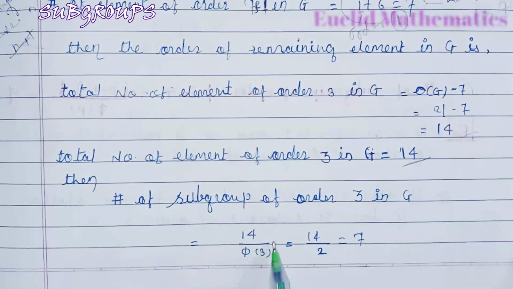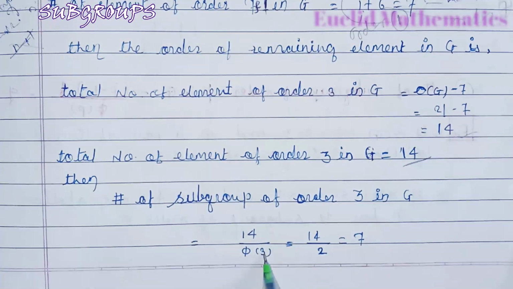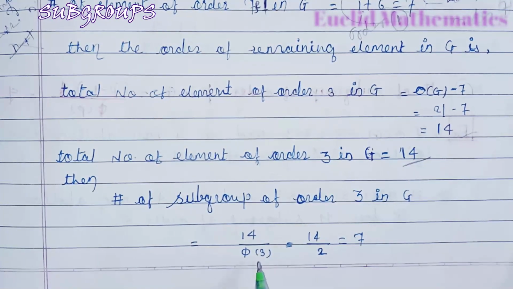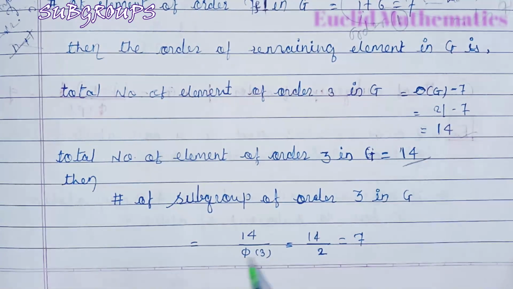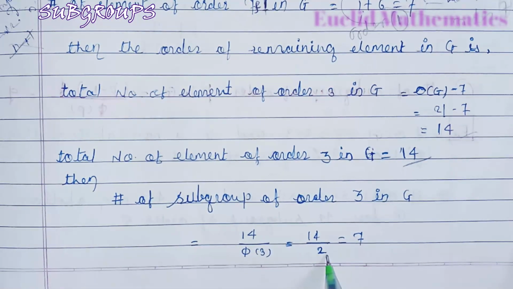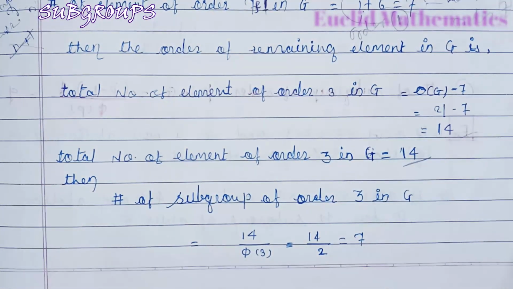So how many elements of order 3 in G? I found it here: 14, divided by phi of 3, the Euler phi function. So we have to find the value of phi of 3 by using the Euler phi function, which is 2. It is a prime number. Always remember one trick here: if you want to find the Euler phi function for a prime, we subtract 1 from that number. So 3 is prime, then 3 minus 1 is 2. 14 divided by 2 is 7. Okay, so here I got the number of subgroups of order 3 in G, which is 7.